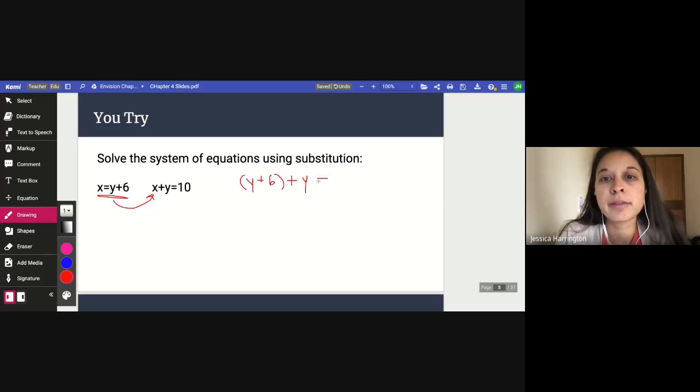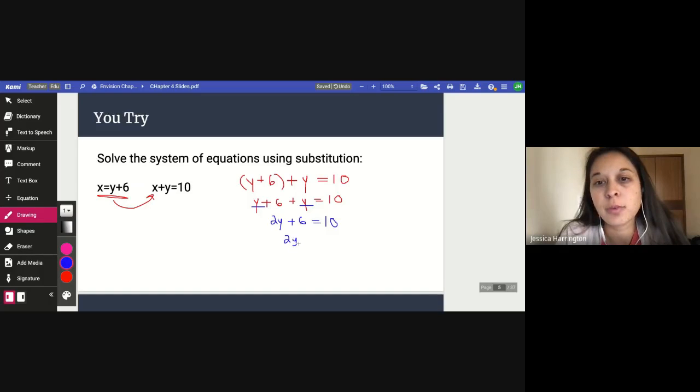equals 10. Now I'm going to solve for y. I don't have to distribute anything, so I can rewrite this as y plus 6 plus y equals 10. What are my like terms that I can combine? I can combine this y with this y. y plus y is 2y, and I still have plus 6, and I still have equals 10. So now I can solve for y. I get 2y equals 4 because I've subtracted 6 from each side, right? And then my last step is to divide by 2, and I get that y equals 2.